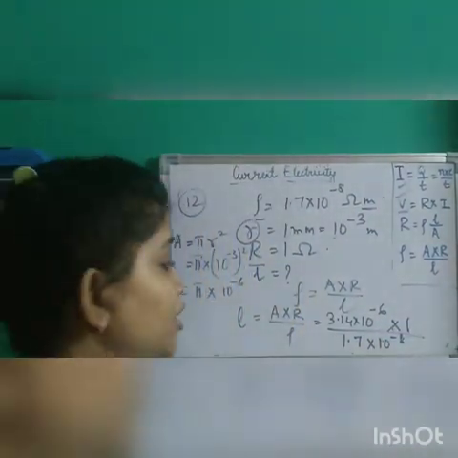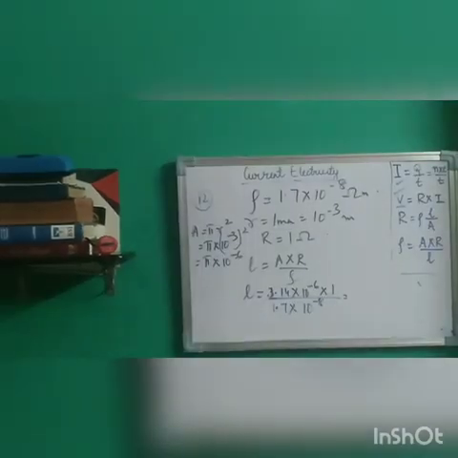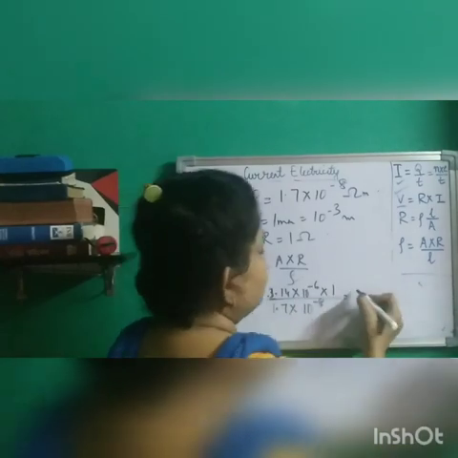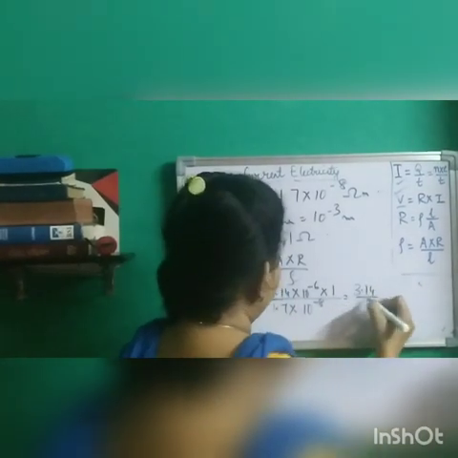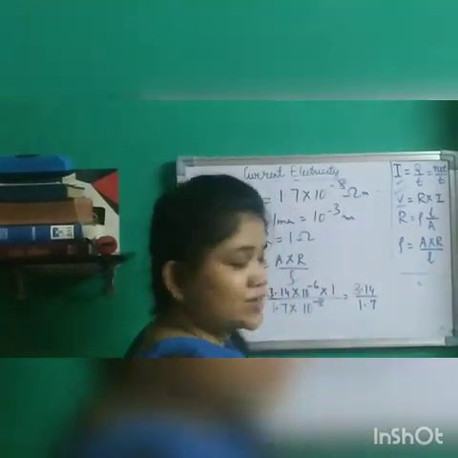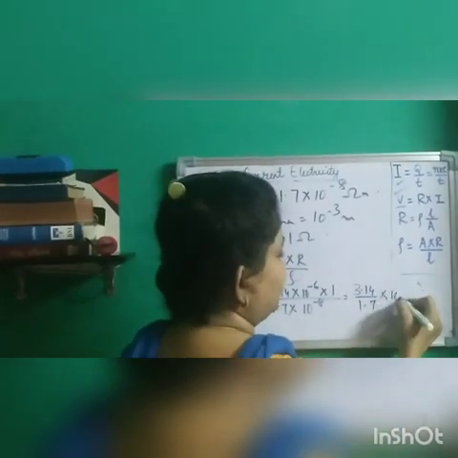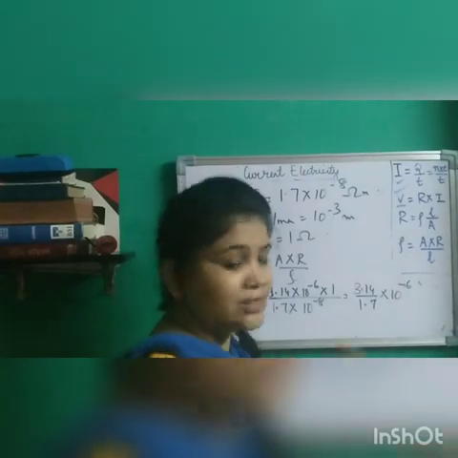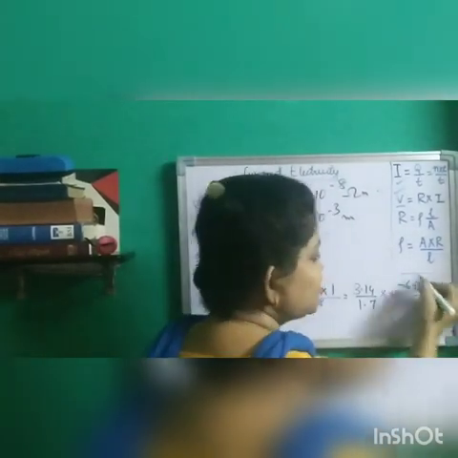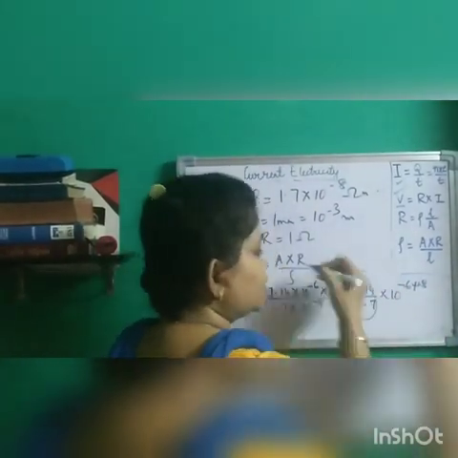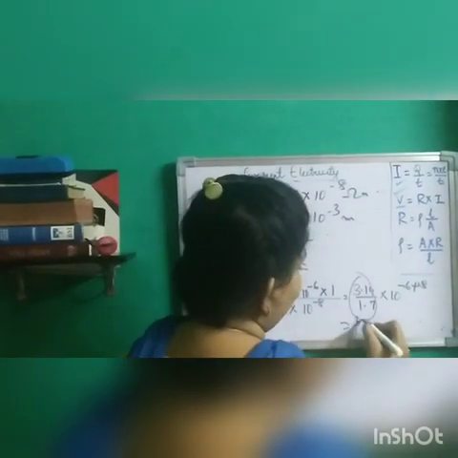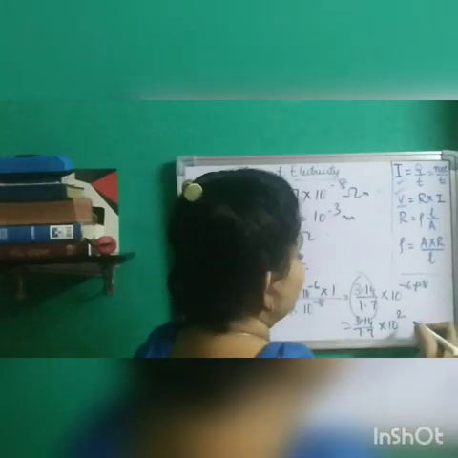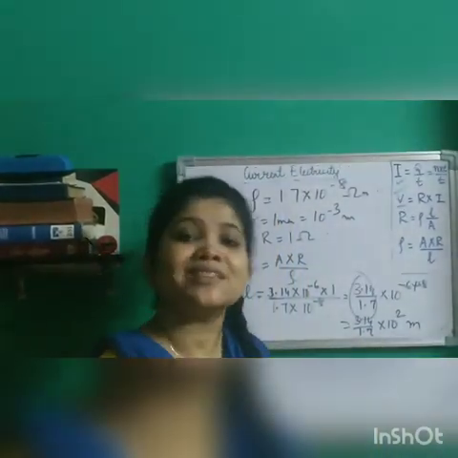Students, I am just solving the index, the power. I will solve the index for you, and you will do the rest. It will become 3.14 by 1.7, solve it yourself. And here it is 10 to the power of minus 6, and as 10 to the power of minus 8 is in the denominator and it is minus, when it goes up the power becomes plus. So it is 3.14 by 1.7 into 10 to the power of 2 meter, because the unit of length is meter.